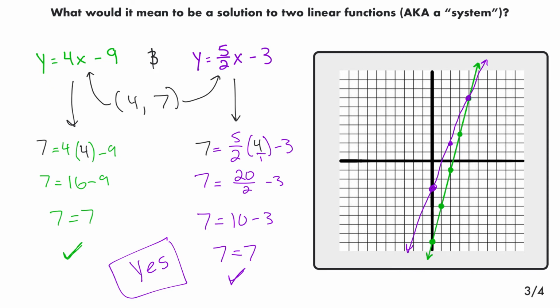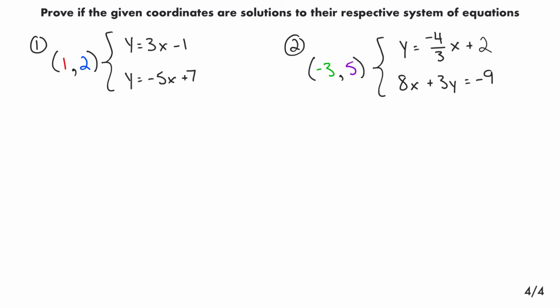Here's what we're going to be doing today in this lesson. It's going to be rather short and sweet. I am going to give you the system. I'm going to give you both equations. I am also going to give you the coordinate. You are going to determine, is that coordinate a solution to the system? The way we do that is just like I just got done doing.